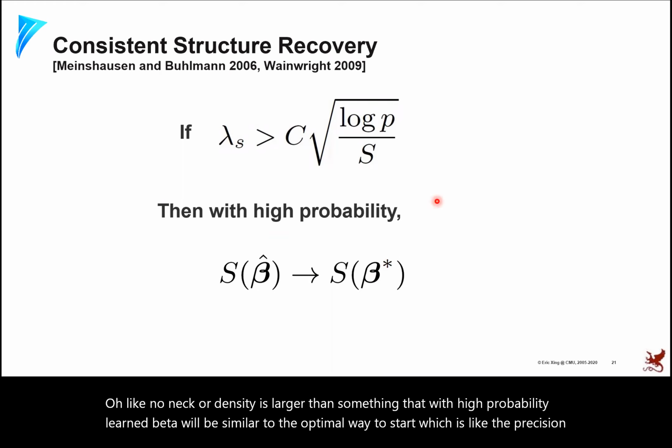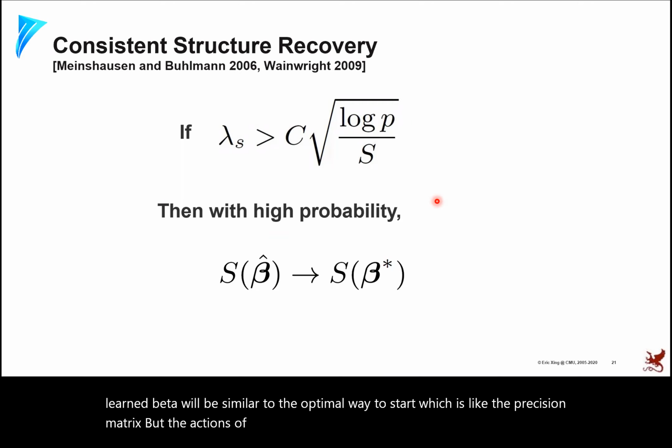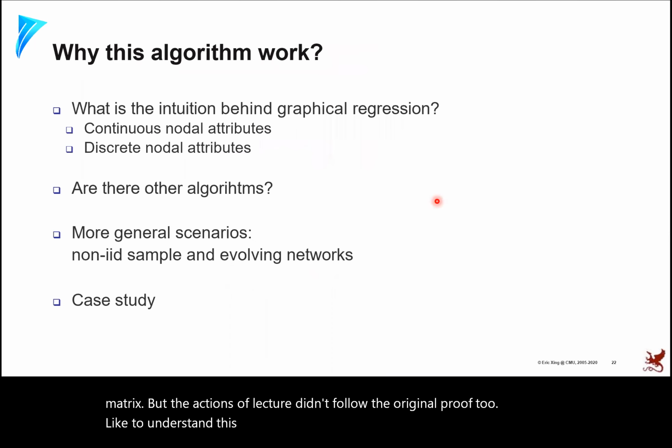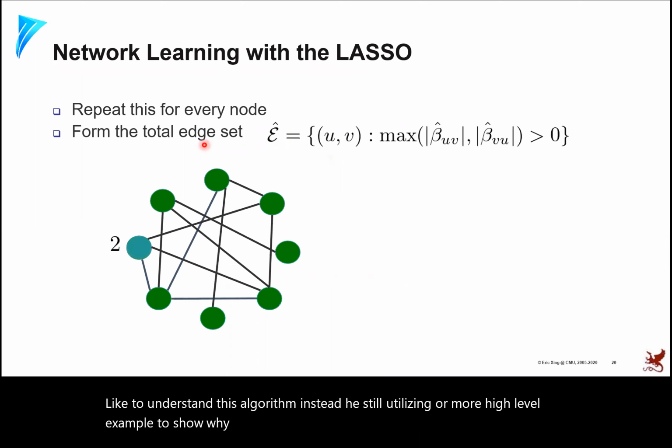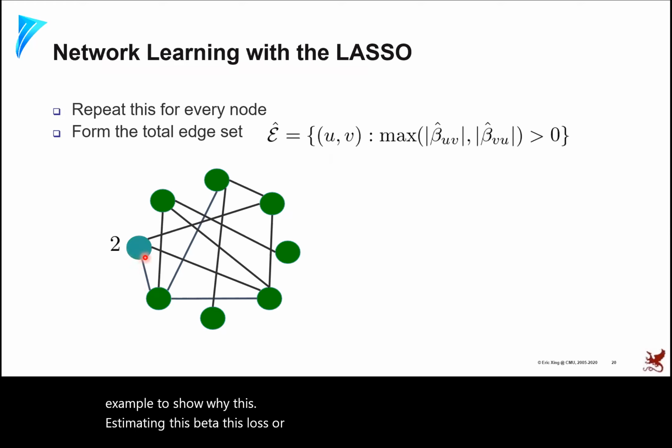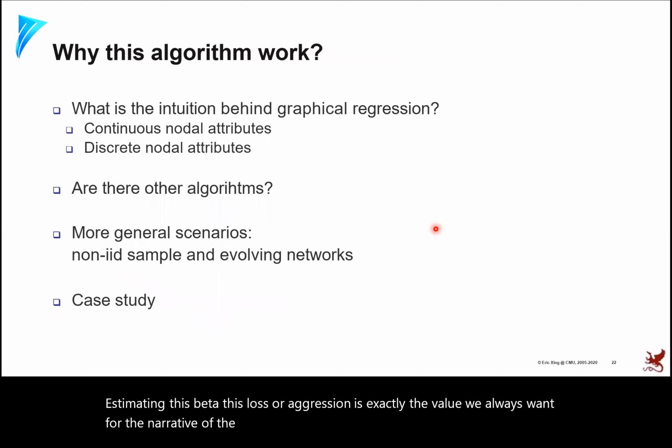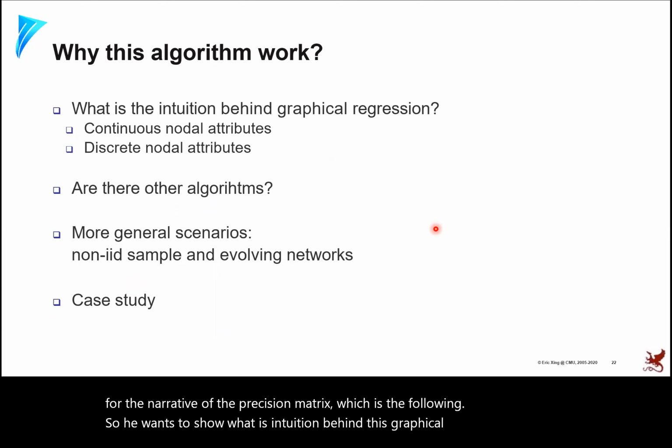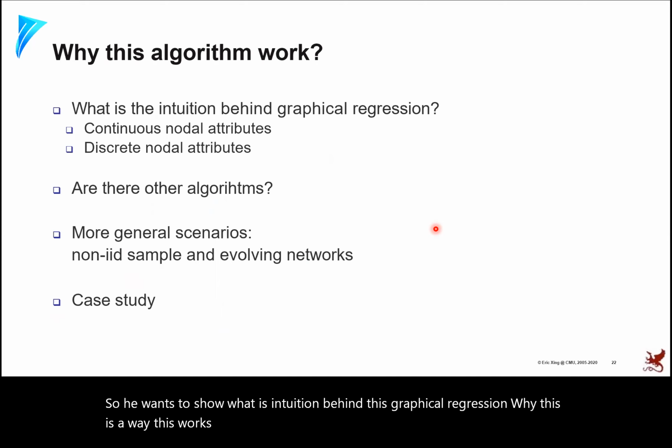But Erskine's lecture didn't follow the original proof to understand this algorithm. Instead, he utilizes a more high-level example to show why estimating this beta, this lasso regression, is exactly the value we want for the non-zeroness of the precision matrix. He wants to show the intuition behind this graphical regression, and why it works for estimating the precision matrix.